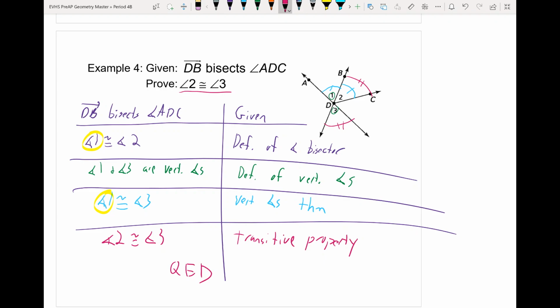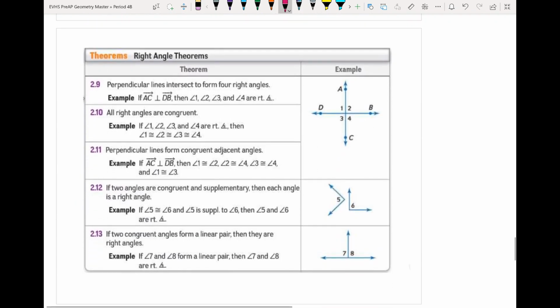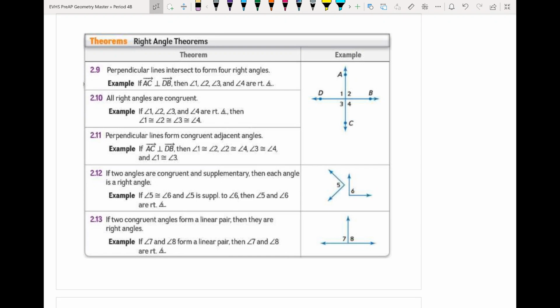All right, one last one, and then this lesson is yours. Oh, I forgot. We've got to talk about our right angle theorems. These perpendicular lines intersect to form 4 right angles. So if 2 lines are perpendicular, then they form 4 right angles. So I know that these are right angles. Also, I know all right angles are congruent. So if 2 angles are right angles, then they are congruent. That's easy. They're all 90 degrees.